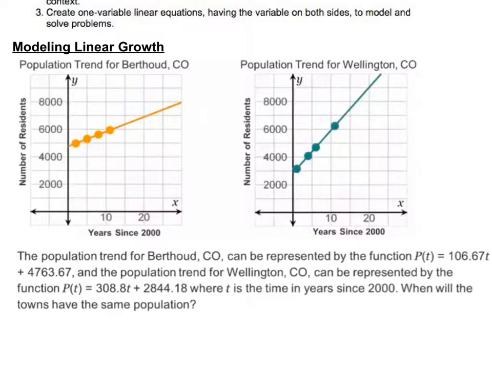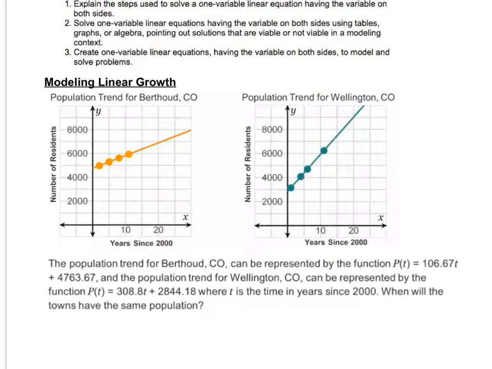Now what you see is that both populations are increasing, okay? And so if I wanted to talk about the population of Berthoud, we can model it using this function here, p of t. And then we have the population for Wellington by this function. And we want to know, when will the towns have the same population? So where t is the time in years, when will the populations be equal?